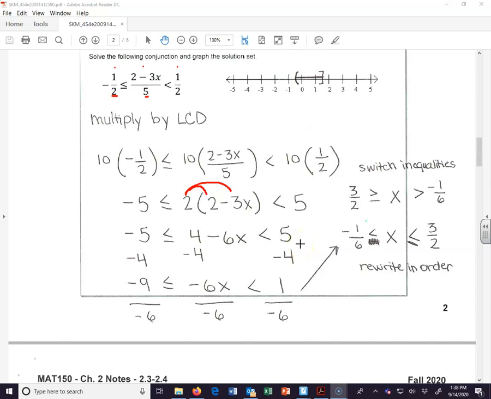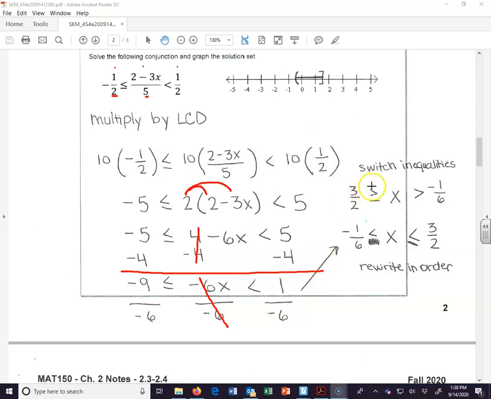So now what we want to do is get the x by itself. I'm going to start by subtracting the 4. So -5 minus 4 is -9. 4 minus 4 cancels out, and I'm just left with -6x. 5 minus 4 is 1. And then our very last step: I want to divide by -6, so I can cancel that out and be left with just x. So I'll have -9 divided by -6 and 1 divided by -6.